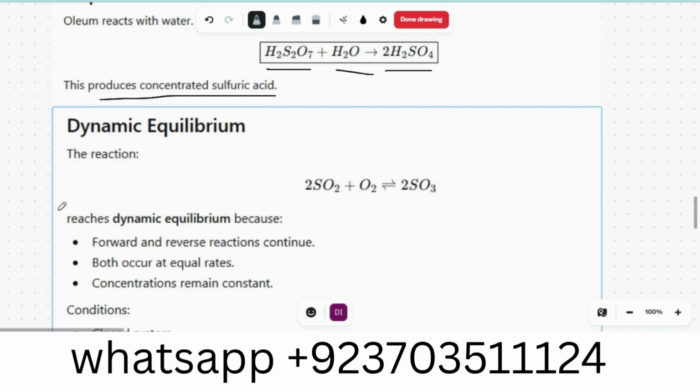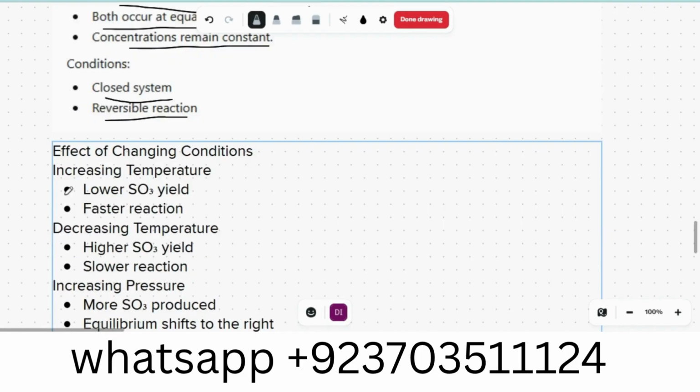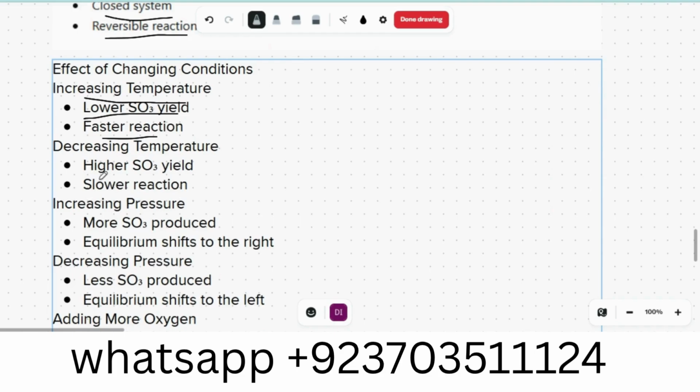Okay, what is dynamic equilibrium? Dynamic equilibrium is reached when the rate of the forward reaction is equal to the rate of the backward reaction. Both reactions are at equal rate and concentrations remain constant. The conditions are a closed system and a reversible reaction. Effects of changing the conditions: increasing the temperature lowers the SO3 yield, but the reaction is faster. Decreasing the temperature gives a higher yield, but the reaction is slower.